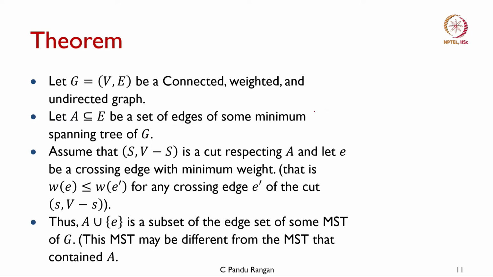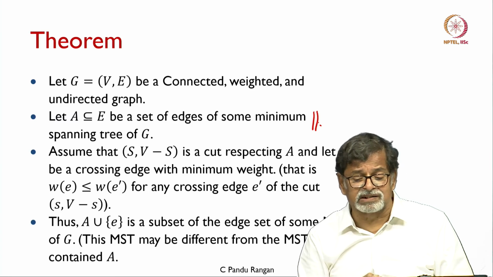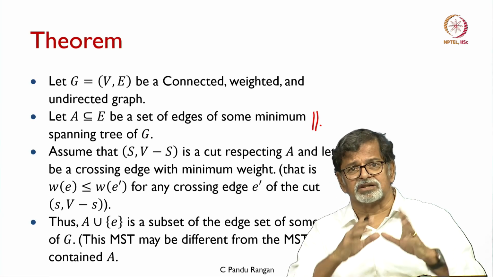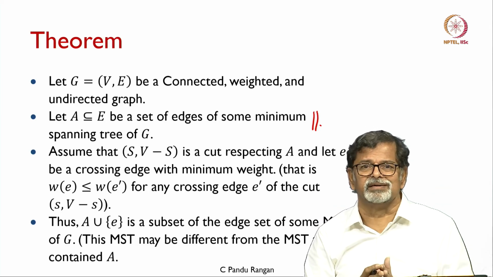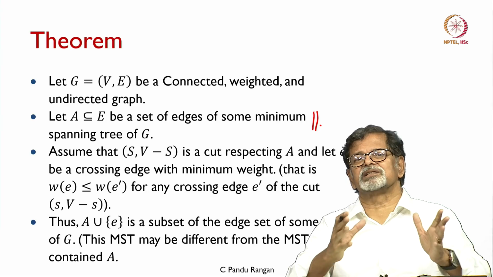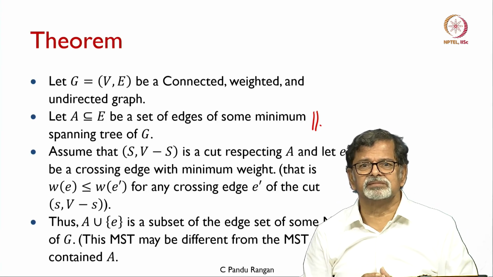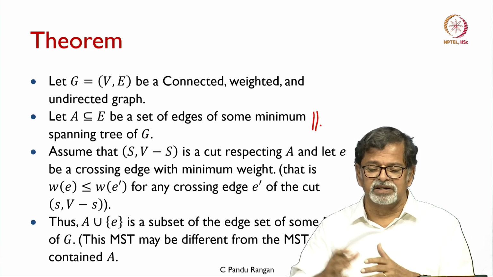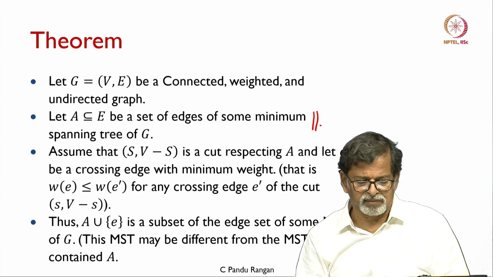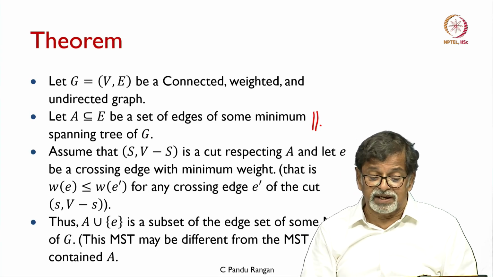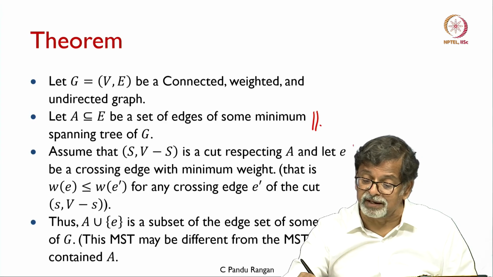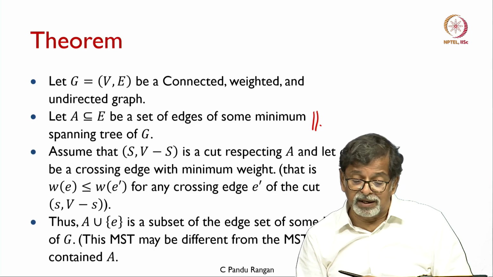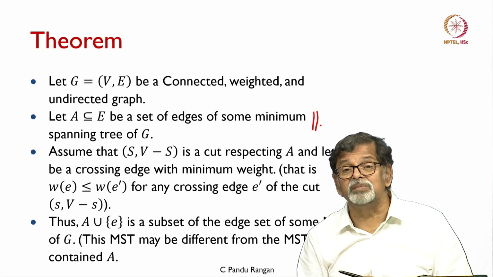Let A be a set of edges of some minimum spanning tree. Let us assume that we have built the minimum spanning tree by identifying some of its edges. So, A is the current set of edges in my hand. Assume that (S, V minus S) is a cut respecting A, and let E be a crossing edge with minimum weight.